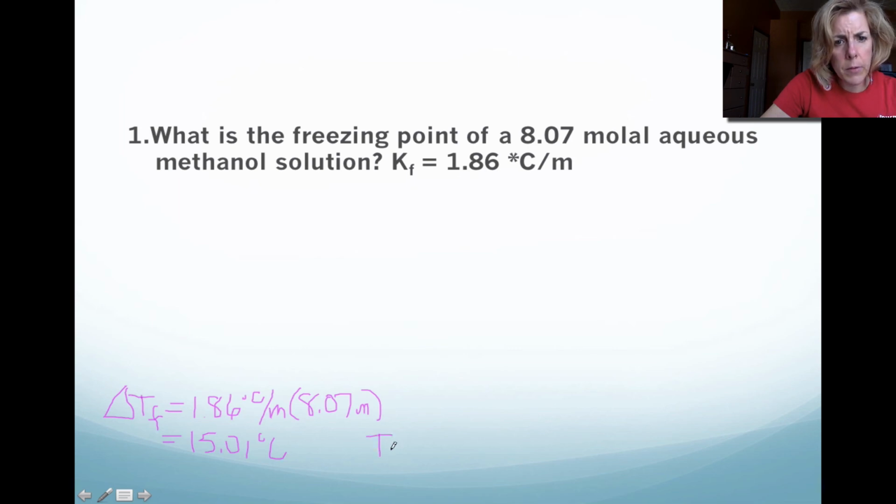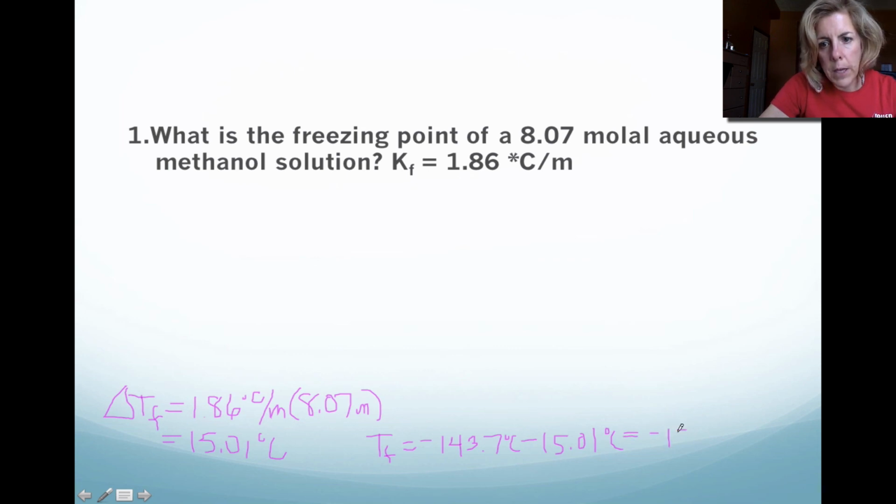And the freezing point, I'm just going to do Tf, equals a negative 143.7. And I'm adding a negative number, which is 15.01. And when I add those two negative numbers together, I get a negative 158.7. So please note it is lower than the original freezing point.